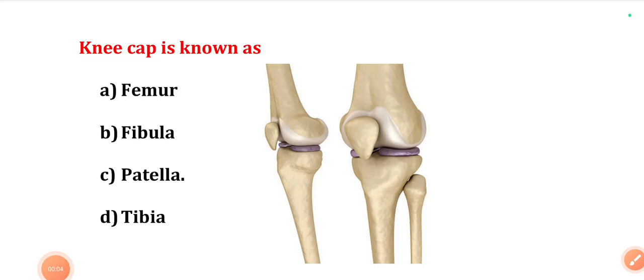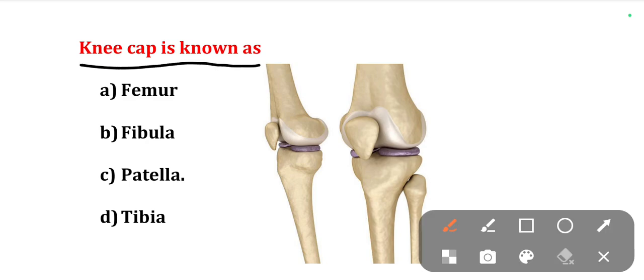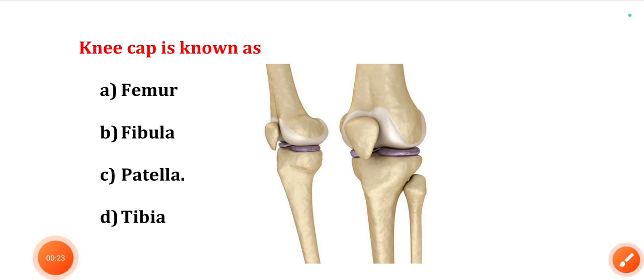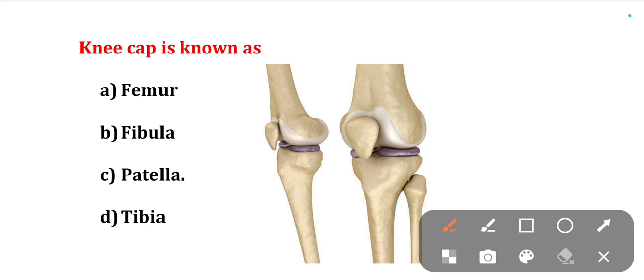So in this video you are going to see basic important questions from the skeletal system. The first question is: kneecap is also known as? What is the name of the kneecap? Options are femur, fibula, patella, tibia. The right one is the patella.